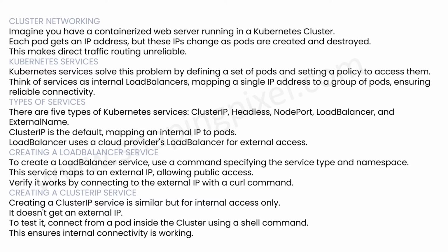To create a LoadBalancer service, use a command specifying the service type and namespace. This service maps to an external IP, allowing public access. Verify it works by connecting to the external IP with a curl command. Creating a ClusterIP service is similar, but for internal access only. It doesn't get an external IP. To test it, connect from a pod inside the cluster using a shell command. This ensures internal connectivity is working.